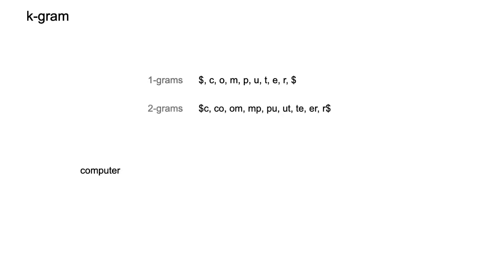Then the 2 grams, you have a sliding window with 2 letters. You have $C, then CO, then OM, then MP, then PU, then UT, then TE, then TR, and then R$. That is called a 2 gram, or a bigram. Okay. Can anybody give me the 3 grams? On Zoom, maybe? It's easier to type on the computer. Anybody give me the 3 grams on Zoom?